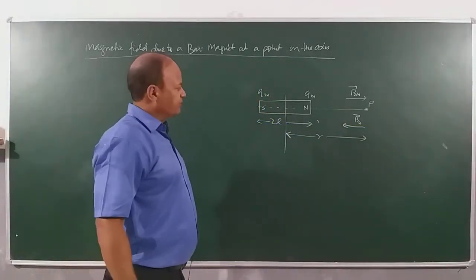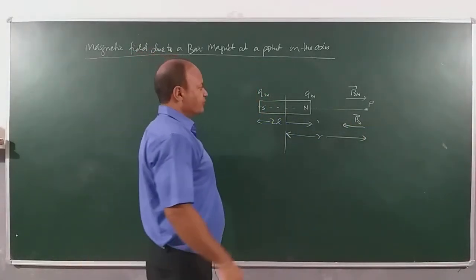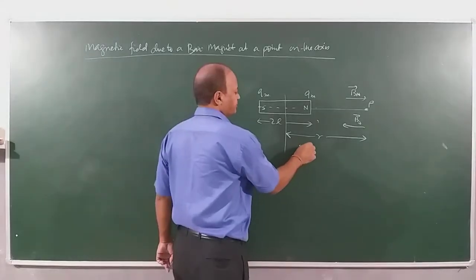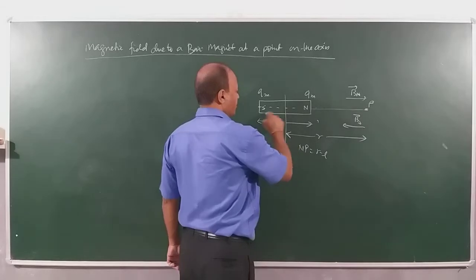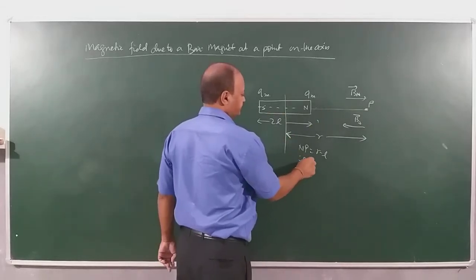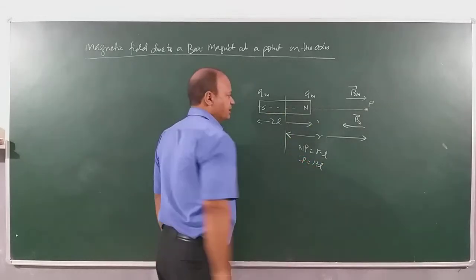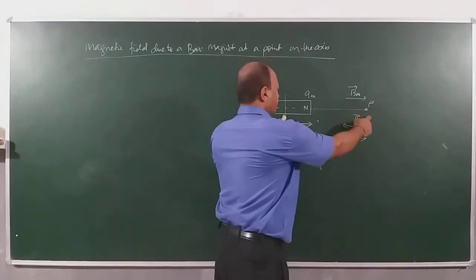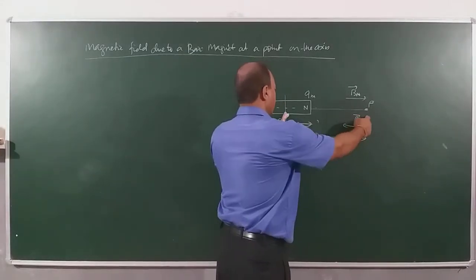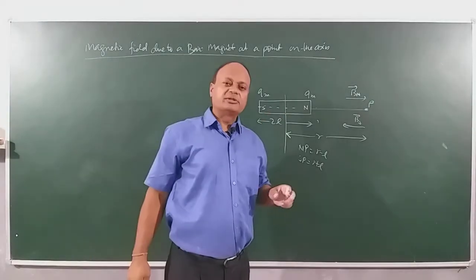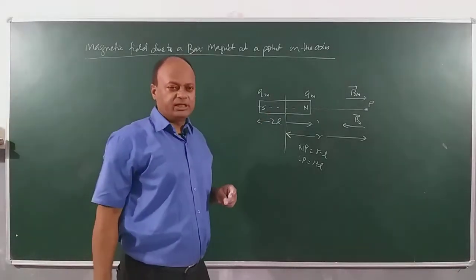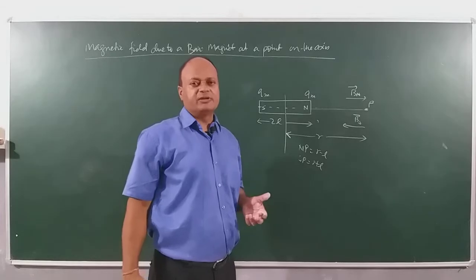Clear? And from the diagram you can also see that NP will be r minus l here, this distance, and SP will be r plus l. This is r and this is l. So this is r minus l, this is r plus l, because all the distances are measured from the center of the dipole, right? It is the same concept which I did in the case of electric dipole.